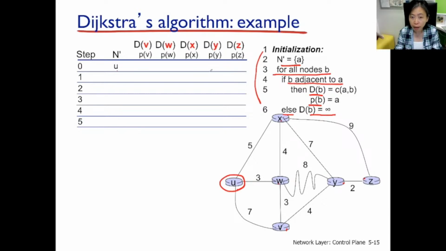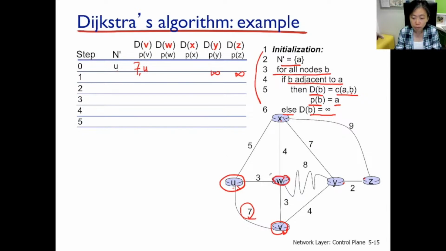So for Y and Z, this should be infinite. And for V, W, X, the distance to V should be what? The link cost between the source and V. So between U and V, link cost 7. So 7 should appear here. The predecessor for such a path is definitely going to be U, because we just added U to the M prime set, right? And we're reaching V through a direct link. Therefore, the previous node must be the source, U.